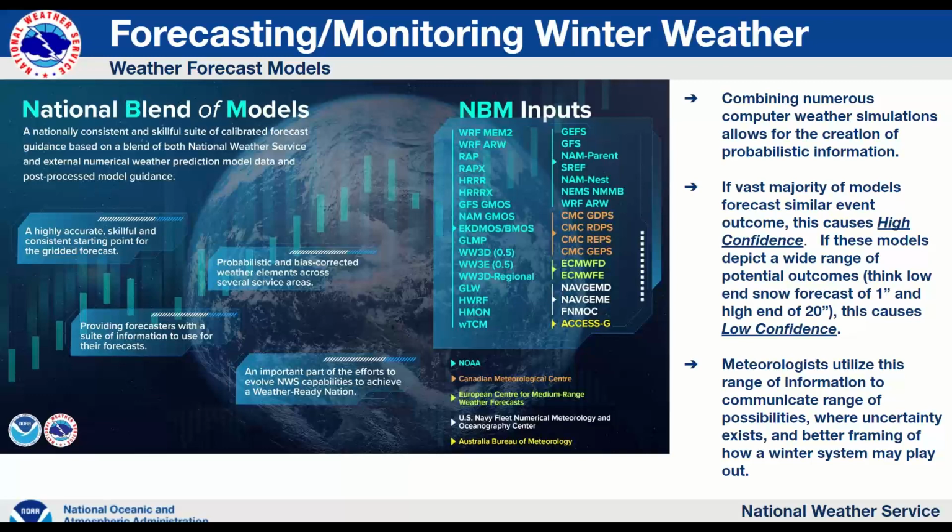When we're using weather models, sometimes we have high confidence. What that means is that all these different weather models and scenarios are actually coming to the same conclusion. Again, in a winter storm scenario, they're all saying there's going to be 5 or 6 inches that fall in Pittsburgh. If 100 different weather models all say the same thing, that gives us high confidence that that weather forecast is going to occur, and that's part of our forecast process.